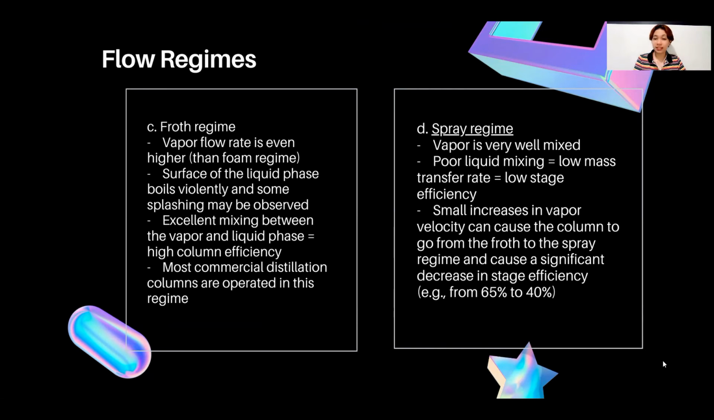The fourth one is the spray regime. The vapor is very well mixed in this regime, but poor liquid mixing equals a low mass transfer rate, which means low stage efficiency. Small increases in vapor velocity can cause the column to go from the froth to the spray regime and cause a significant decrease in stage efficiency, for example, from 65% stage efficiency to 40%.